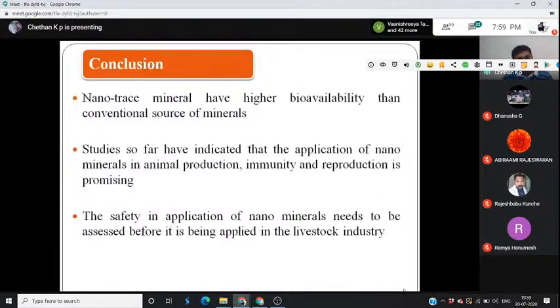To conclude my topic, the nanotrace minerals have higher bioavailability than the conventional source of minerals. Studies so far have indicated that the application of nanominerals in animal production, immunity, and reproduction is promising. The safety in application of nanominerals needs to be assessed before it is applied in the livestock industry.